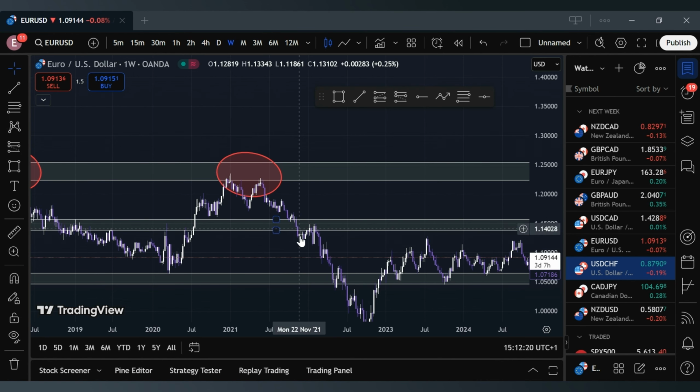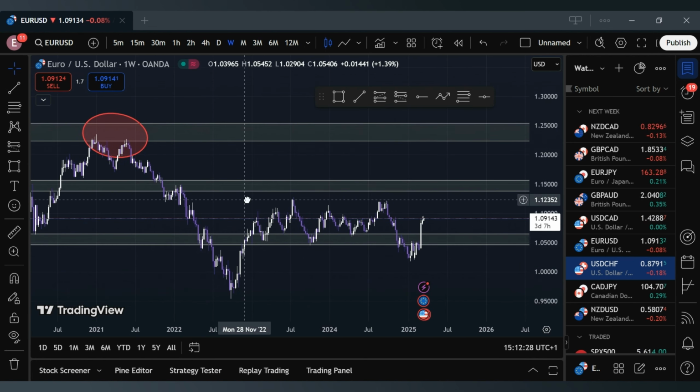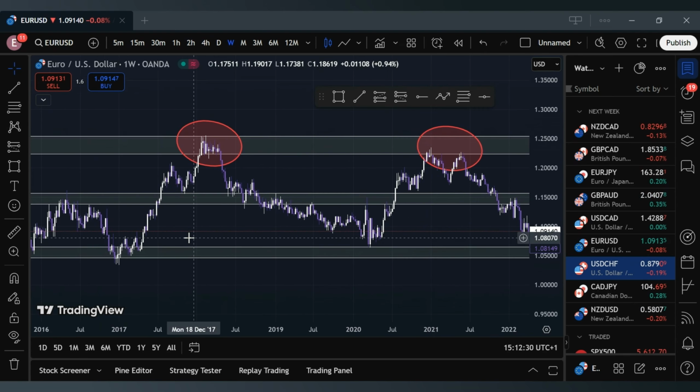Then 17, after another break, pull back into it again. So this makes it a strong support and resistance zone.